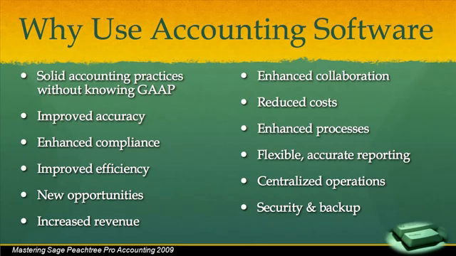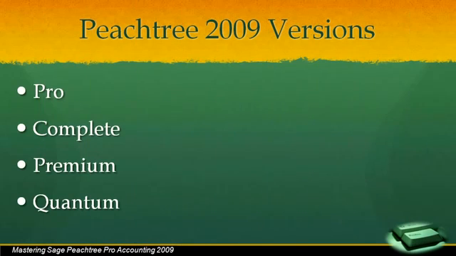Instead of having a paper file just sitting in somebody's desk, we actually can have 128-bit encryption that makes this file very safe to keep on a system, as well as copy, backup, and all of the other things related to it. So when you ask yourself, why do I want to move to an accounting software system? I think once you start to think about it, the answers are pretty obvious. What may not be quite as obvious is that Peachtree 2009 comes in several different versions. We have the Pro or Professional, Complete, Premium, and Quantum.